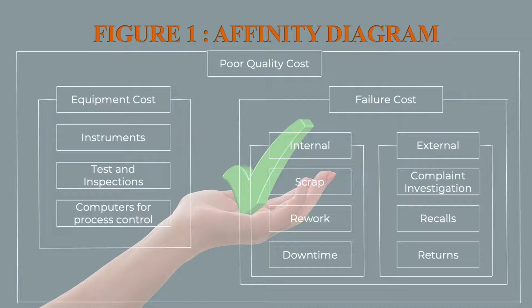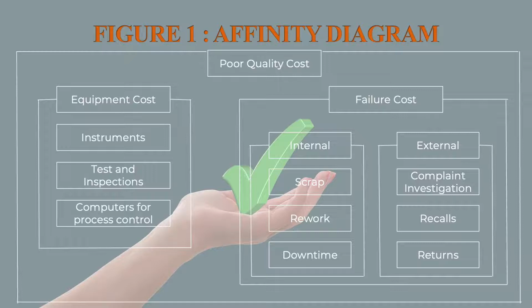And the test and inspections. So for testing, we use the instruments for testing and inspections, so that is also there. Also one operator will be there, so that also costs something. So this also comes in the equipment cost. Then computers for process control. So buying computers for process control, or you can say for measuring automatically. All this comes under the equipment cost.